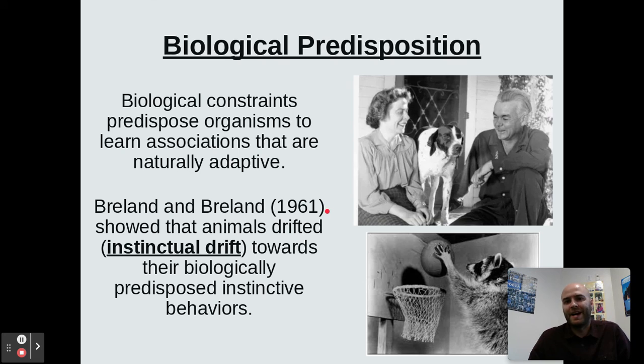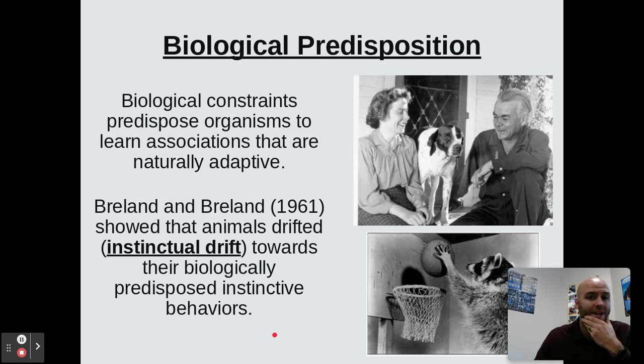Okay, and our last thing is the biological predisposition to certain behaviors. So there are biological constraints that predispose organisms to learn associations that are naturally adaptive. Okay, Breland and Breland showed this. These two researchers showed that animals drifted, or had this thing called instinctual drift, towards their biologically predisposed instinctive behaviors. So even when you're trying to train or operantly condition animals, there are times when they will drift back to their natural or evolutionary drives for survival.